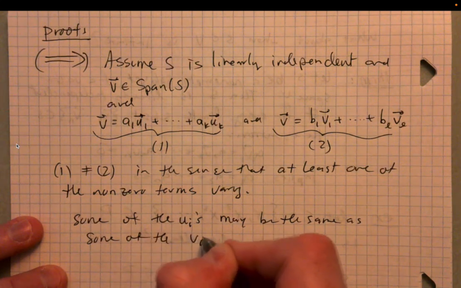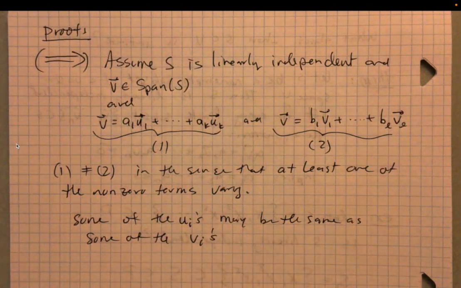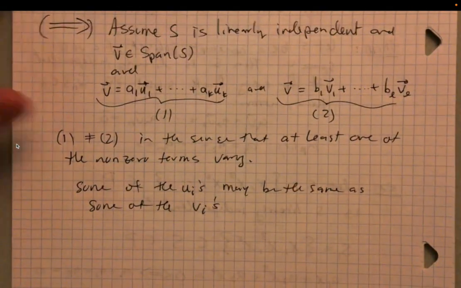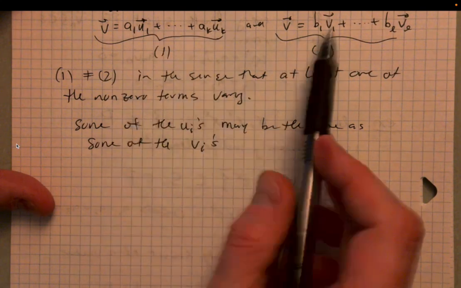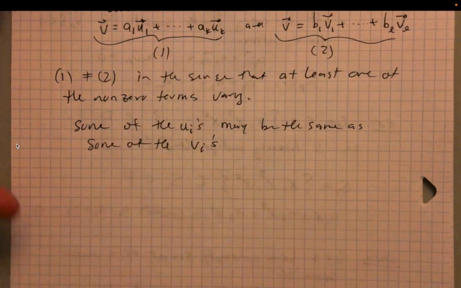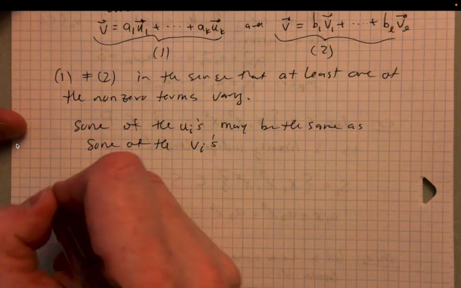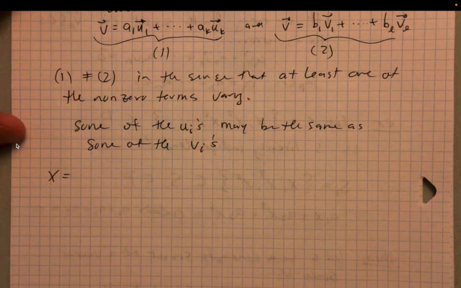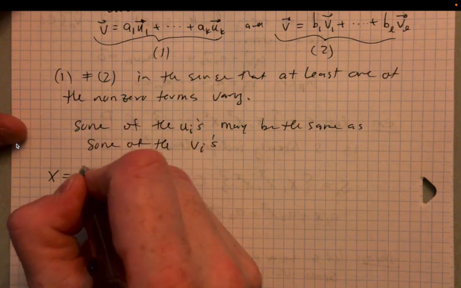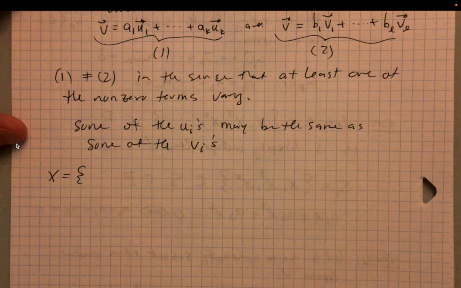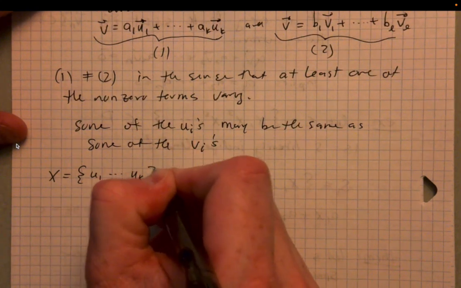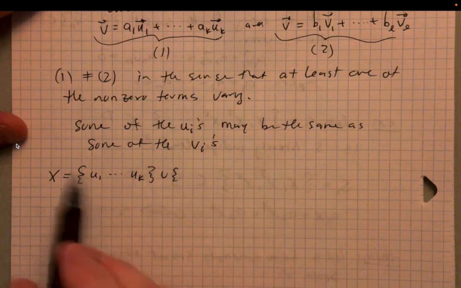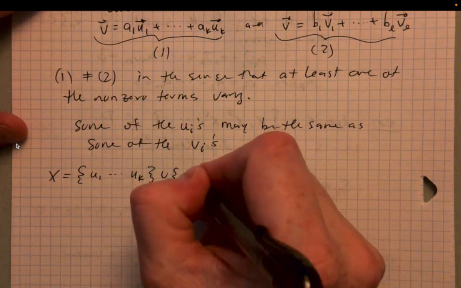Right, so we need to account for the fact that some of these vectors are the same. We're going to use a trick we used a couple lectures back, where we create a new set X, which is the union of all the vectors used in these two combinations. So this would be the union of U1 dot dot dot UK, and also V1 through VL.